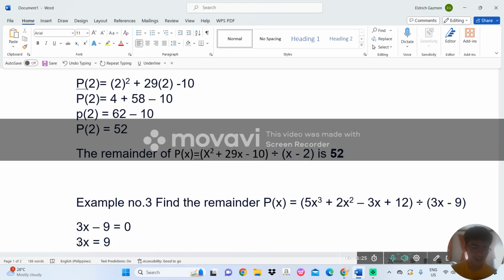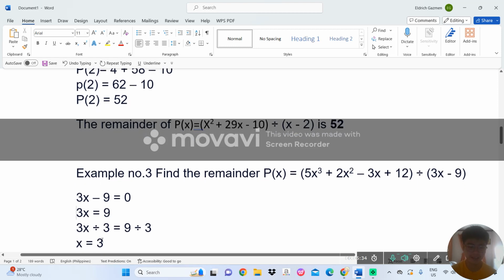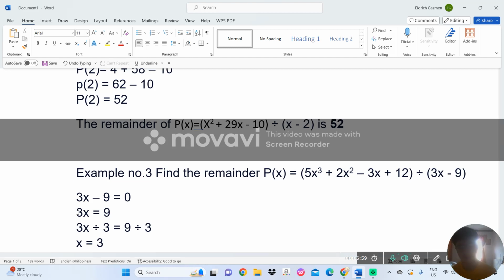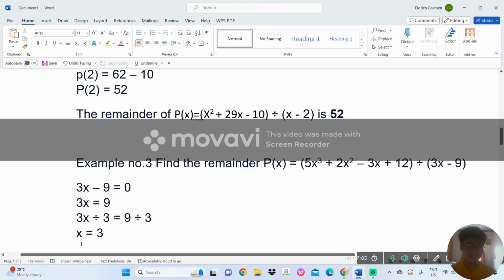So what do we do? We divide both sides by 3. 3x divided by 3 is x. And 9 divided by 3 is 3. So if you're wondering, do we have to always divide it by 3? Well, not always. It just depends on what is the number we see here. For example, if this is 4, we will divide both sides by 4. If that is 5x, we divide both sides by 5. So, yes. Now we have the value of our x.